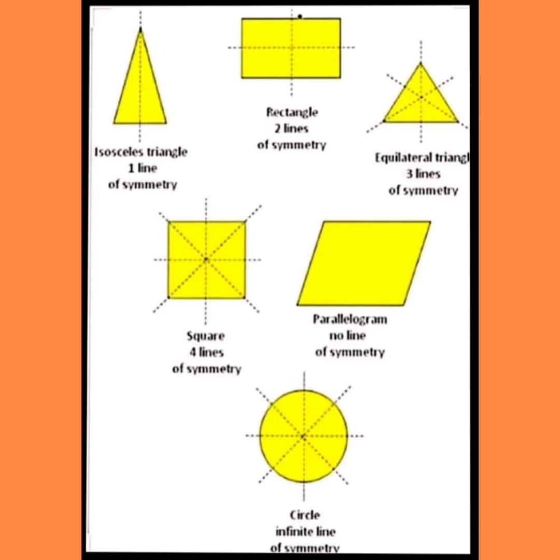Now, look at these shapes. First one is isosceles triangle. An isosceles triangle has one line of symmetry. A rectangle has two lines of symmetry. An equilateral triangle has three lines of symmetry as all three sides are equal. A square has four lines of symmetry. A parallelogram has no line of symmetry because the two parts formed do not fit exactly over each other. And a circle has infinite lines of symmetry.